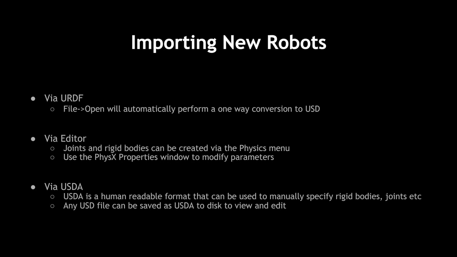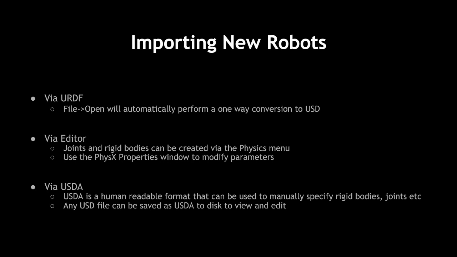I did mention earlier that USD has a Python API, and anything that you can do in the editor is also accessible through Python. So if you wanted to have a parametric robot generator that would take different rigid bodies and joints and assign them in different ways, you could do that. And it's actually pretty straightforward. The Python API is really rich on the USD side.